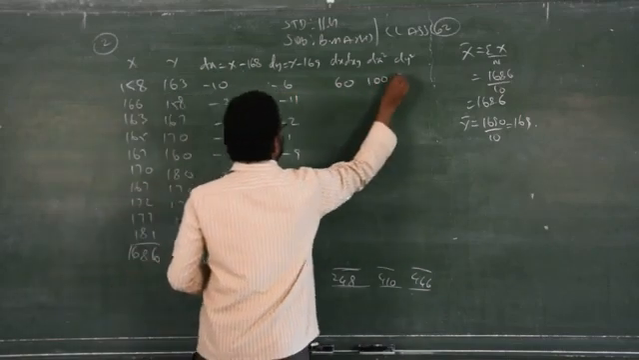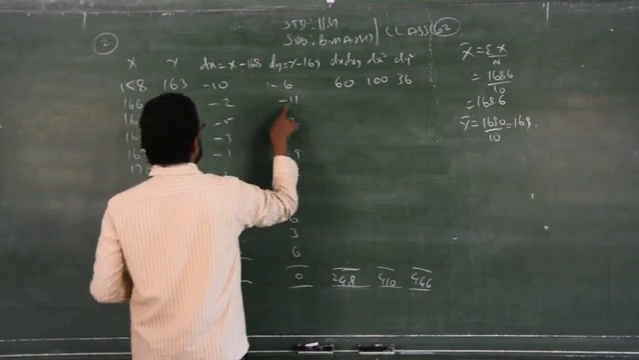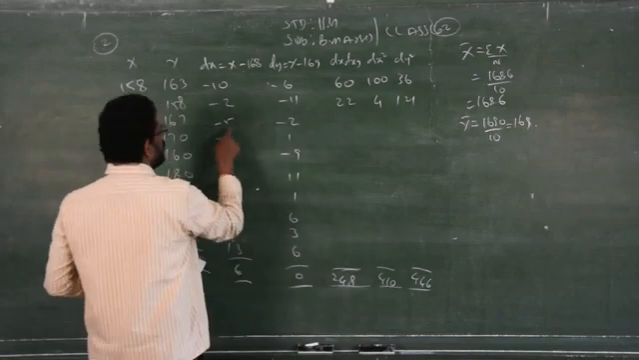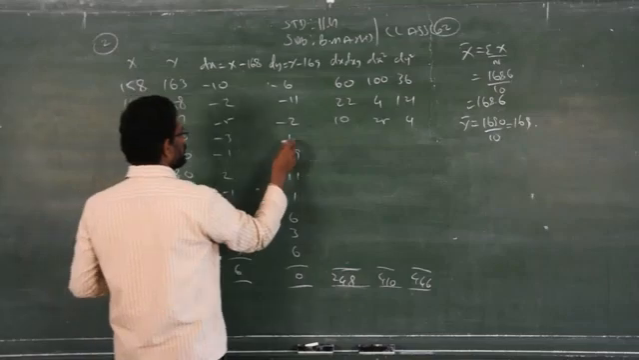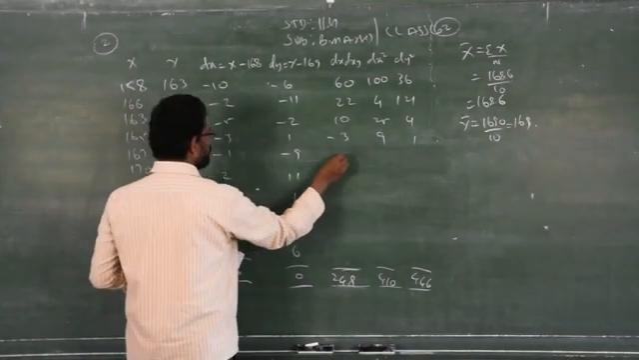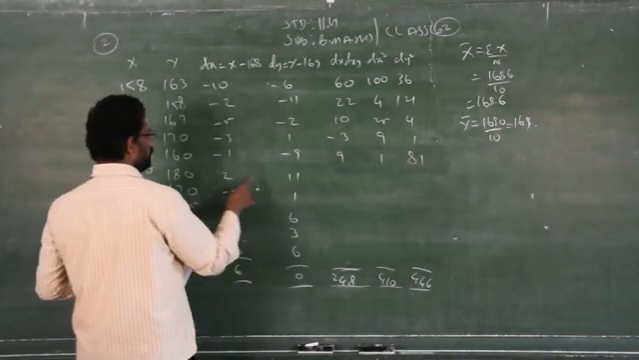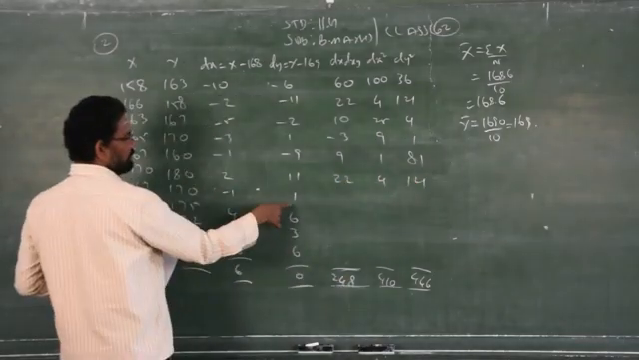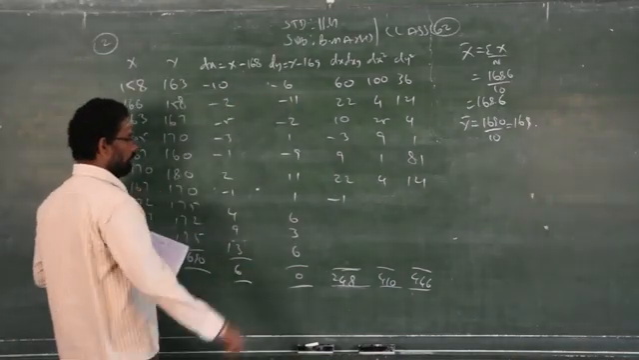When you square, 36. Then you multiply dx dy: minus into minus plus, 22, 4 is 121? Then minus into minus plus 25, 4. Minus into plus minus, 3 9 1. Minus into minus plus 1, that is 81. Similarly 2 into 11, 22, 4, 121. Then minus into plus minus 1, because when you multiply these two, you have to see the sign also.